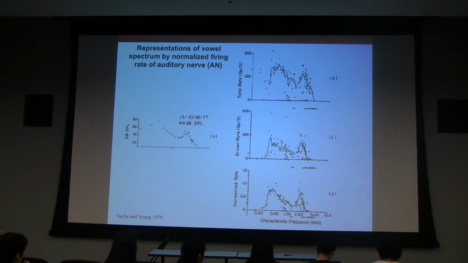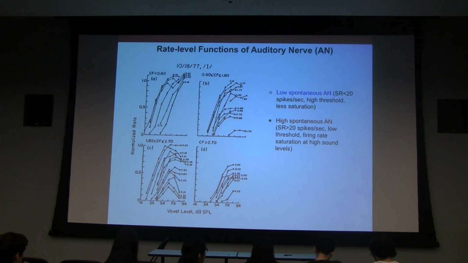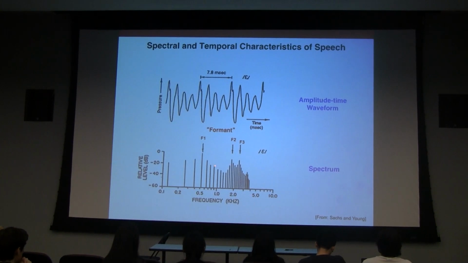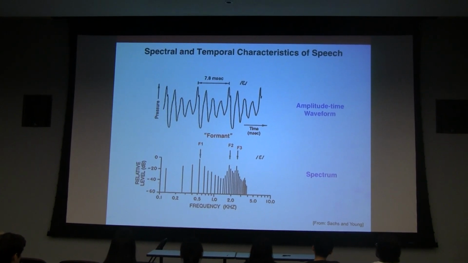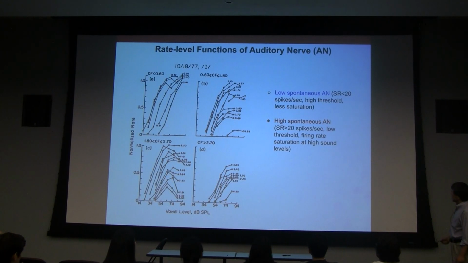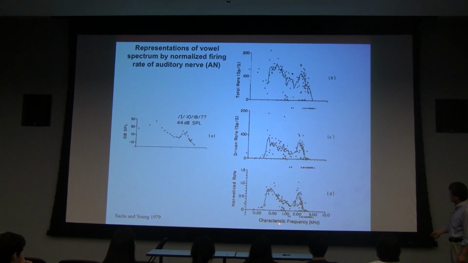Okay, so let's continue. So why is this important? This is a representation of the vowel spectrum by the auditory nerve. That is a representation of this. Okay, so what about these? What about the temporal structure? Do they play any role here? And now, continuing on, let's talk about this.